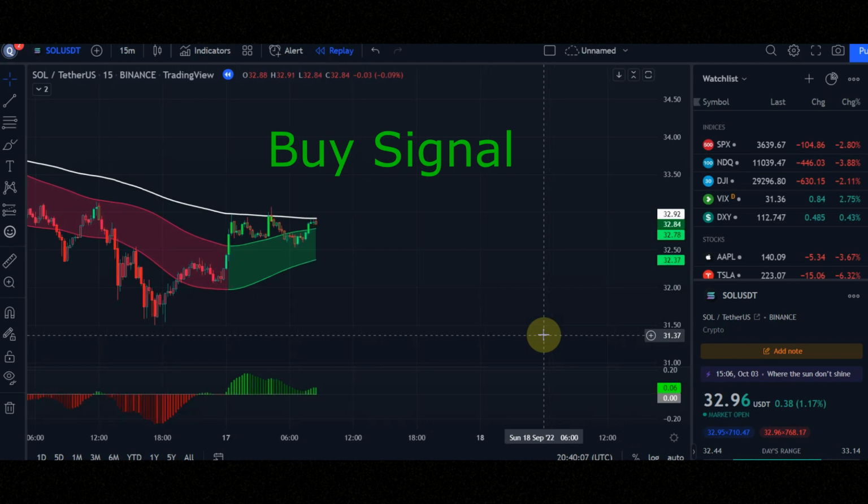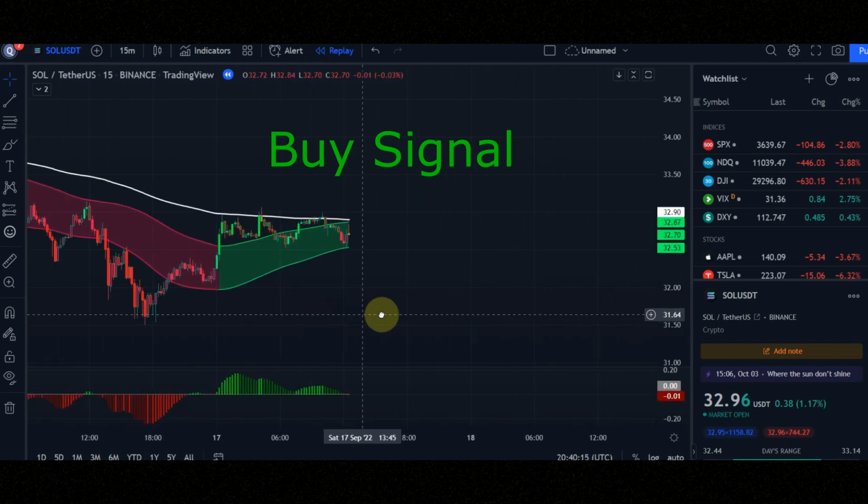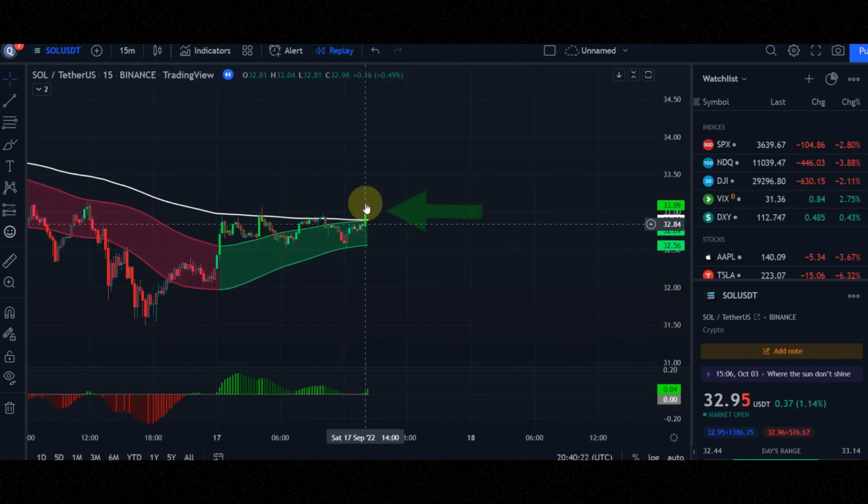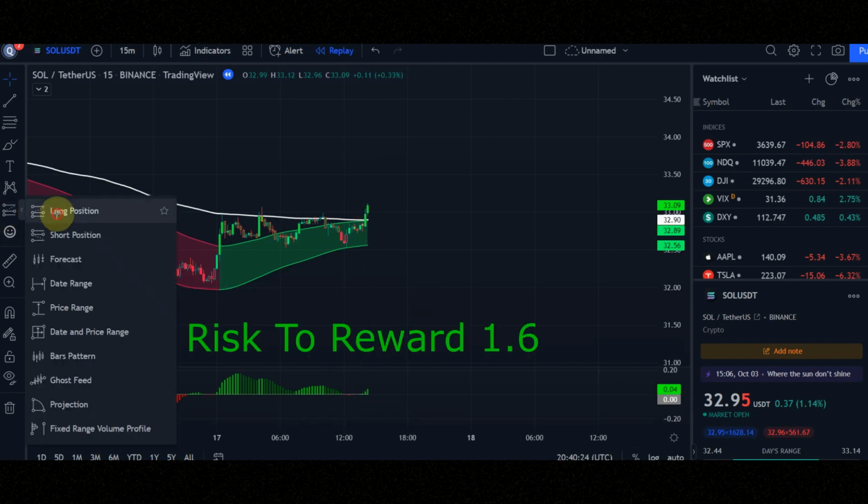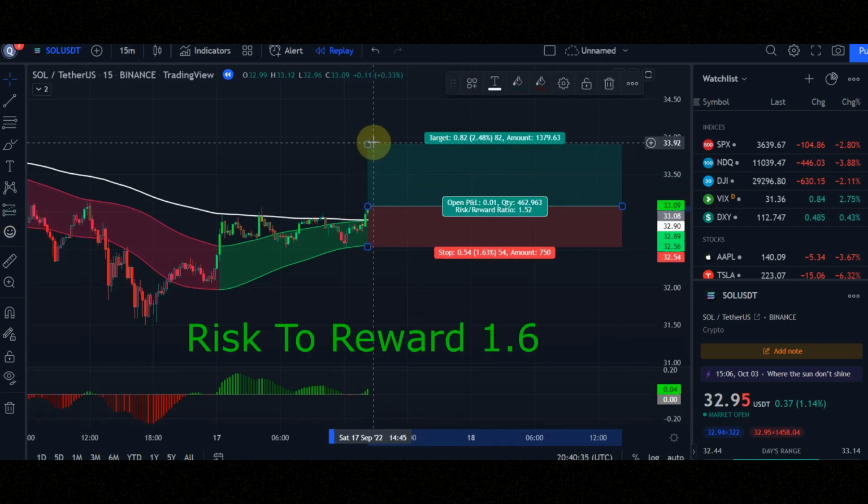For a buy signal we need two conditions. Condition number 1: when candles cross the white line to up and the ribbon must be green. Condition number 2: histogram must be green. Set risk to reward to 1.6. Now let's see the result of this strategy.